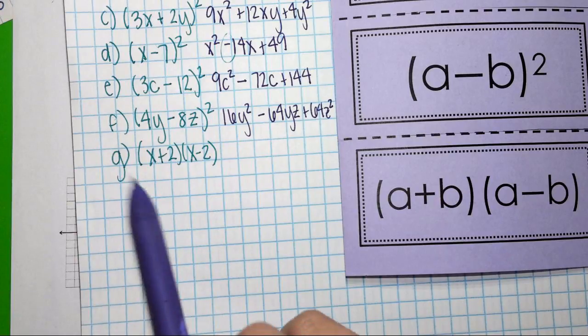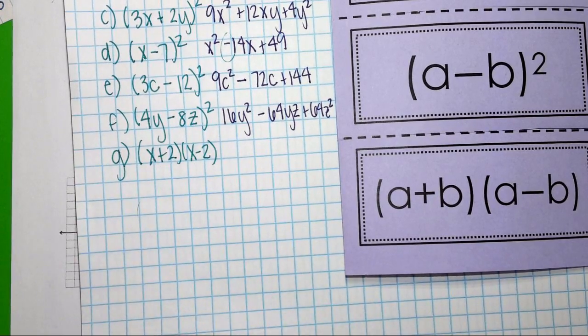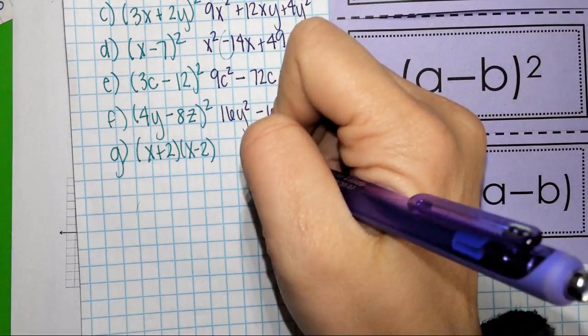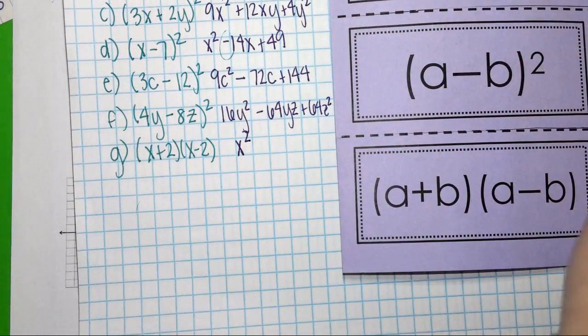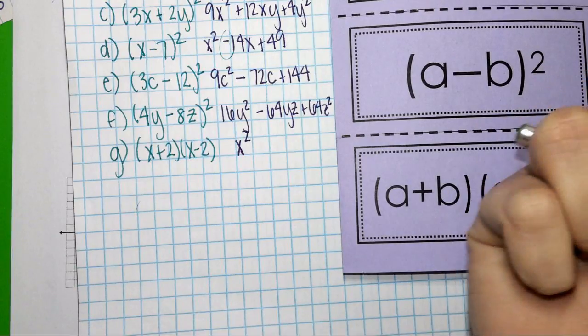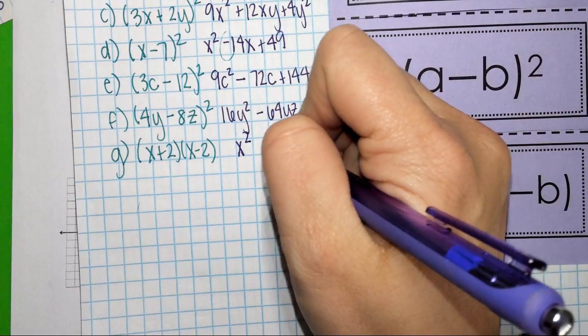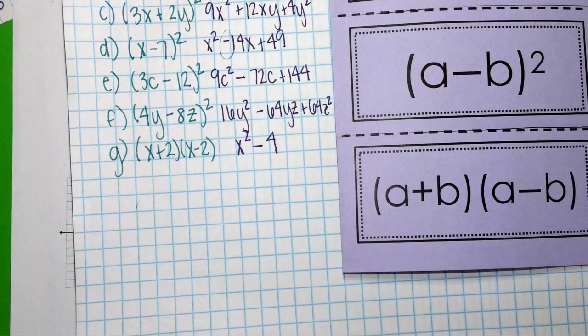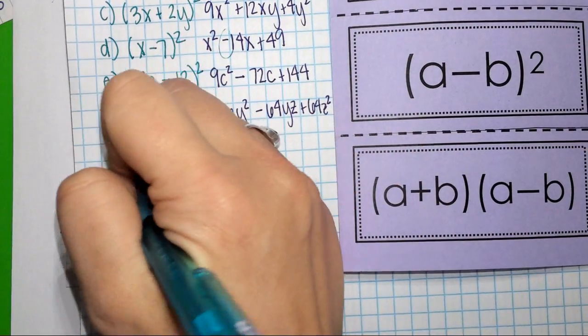Yay! Okay, do we have the exact same parentheses except the signs are different? Yeah. Alright, so we square a, which is x, and when we square x, what do we get? X squared. Alright, then we square 2, and when we square 2, what do we get? 4. And then what do we do with those two terms? Subtract. Ta-da, you're done. Una más, then tarea.